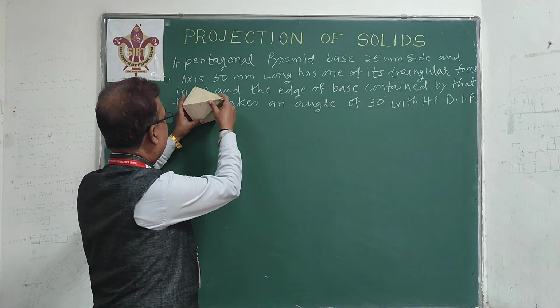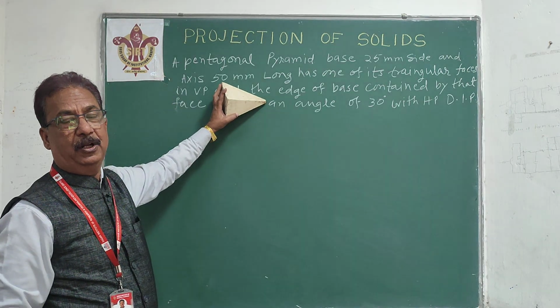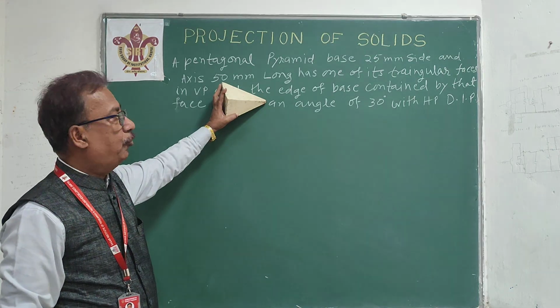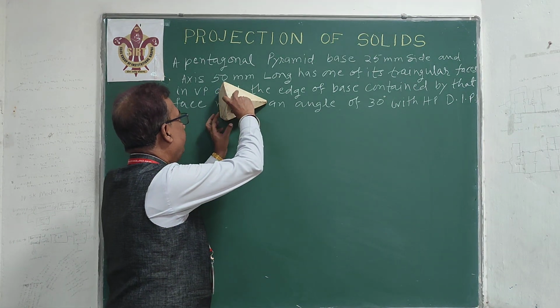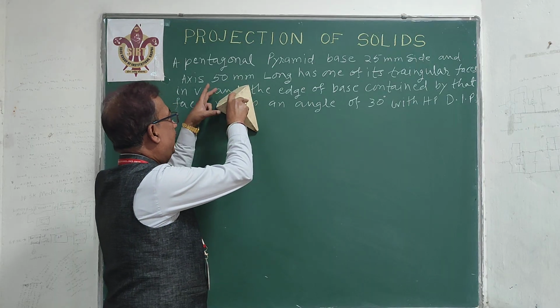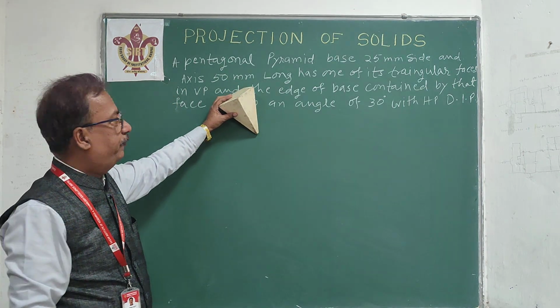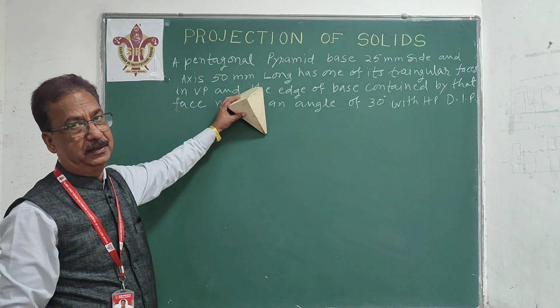In the second stage, I am going to make it like this. Now one of the triangular faces will be on the VP. So copy the top view, then draw the front view. In the third stage, we are going to make it like this. I will make this edge inclined to the VP by some angle, 30 degrees. If I rotate it like this, then in the top view you can see the base.